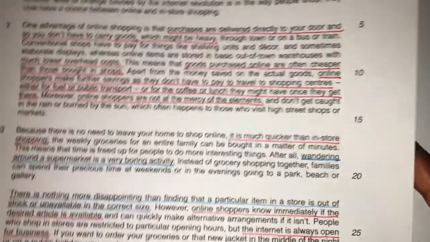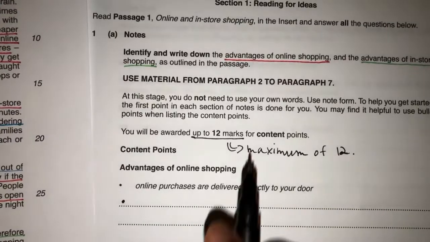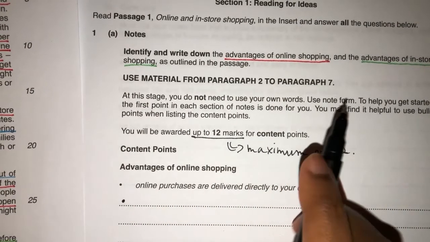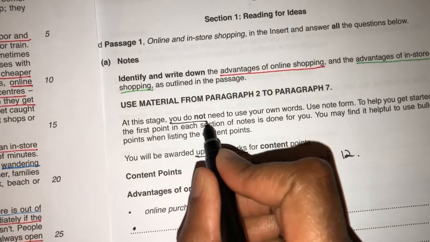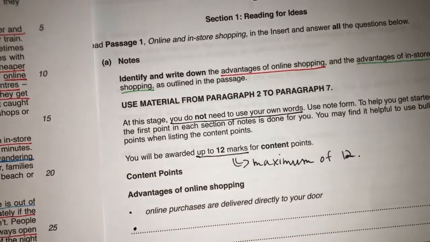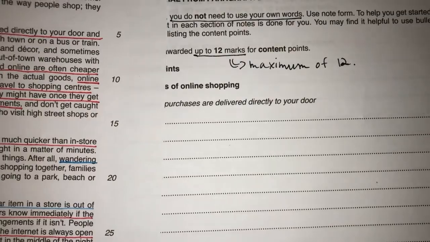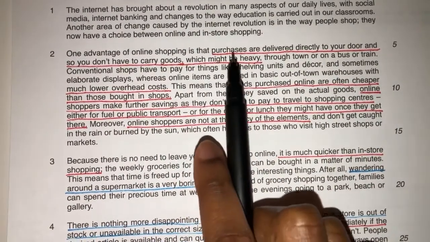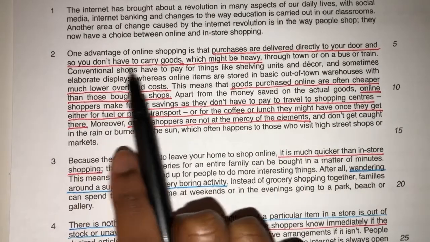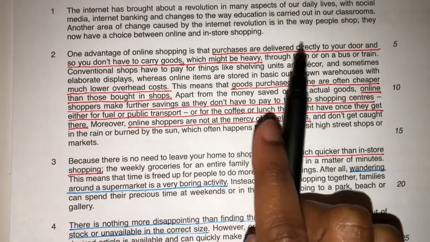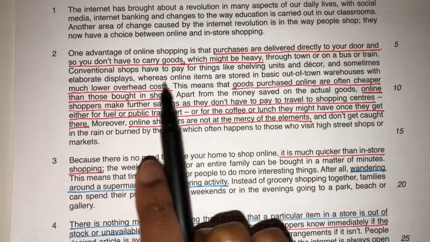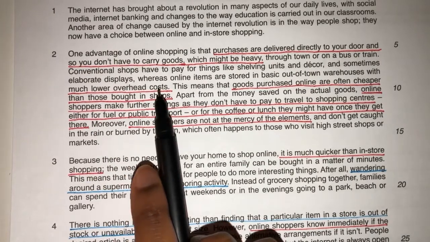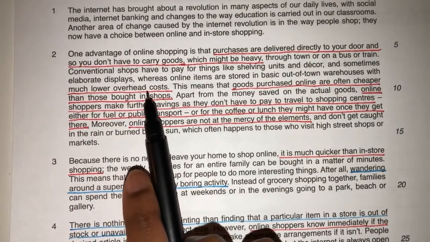And all I'm doing is copy and pasting. Remember, again, you do not need to use your own words. So I'm just going to do some copy and pasting. Just look at my red underlining. Here, the first one, they already used that, so I can't use it again. So I'm moving on to my next one. Much lower overhead costs.